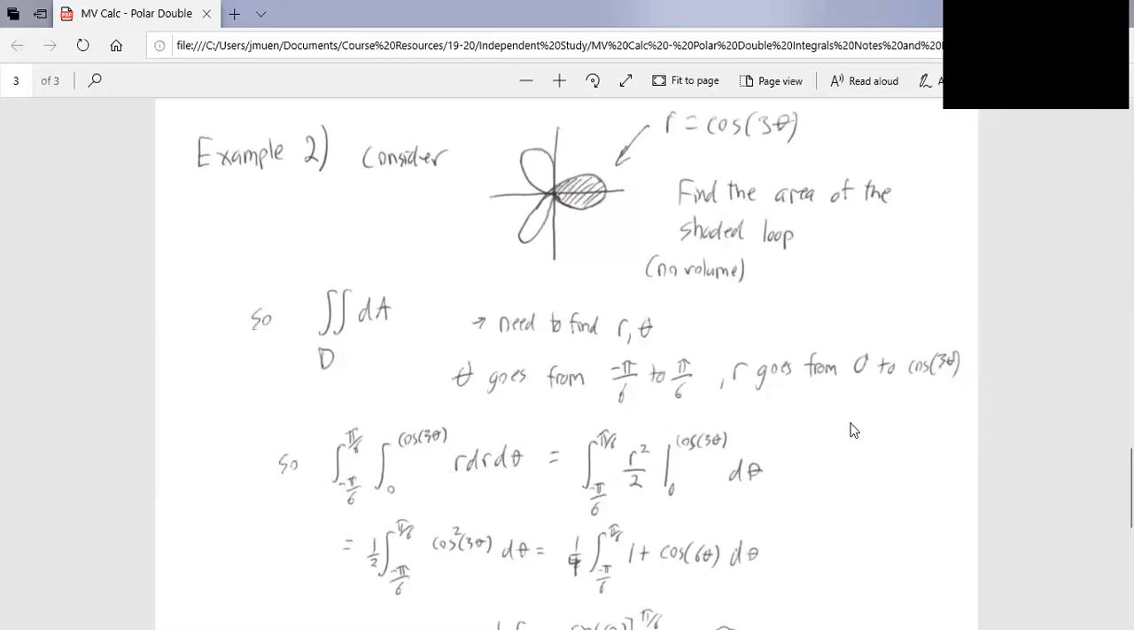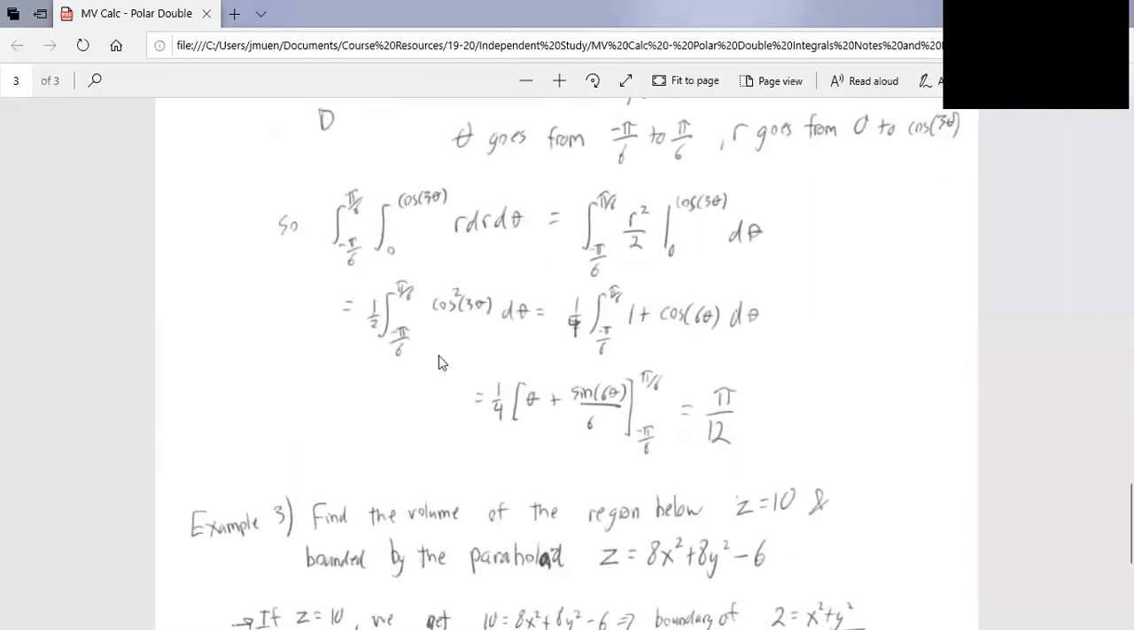Theta pi over 6, we end up with the integral of negative pi over 6 to pi over 6 of r squared over 2, evaluated from 0 to cosine of 3 theta, d theta. Plugging this in, we get 1/2 cosine squared of 3 theta. But before we integrate, we're going to use one of the double angle identities again to turn this into 1/4 times 1 plus cosine of 6 theta.